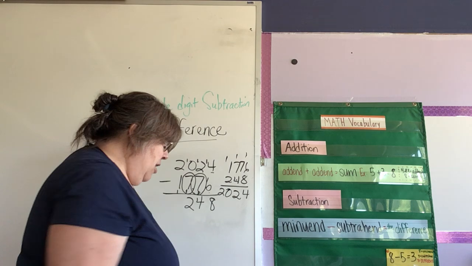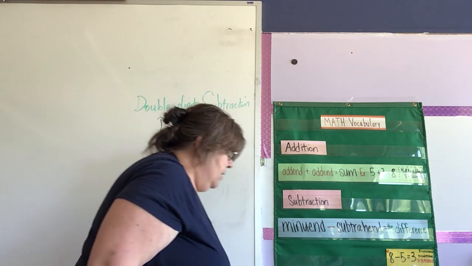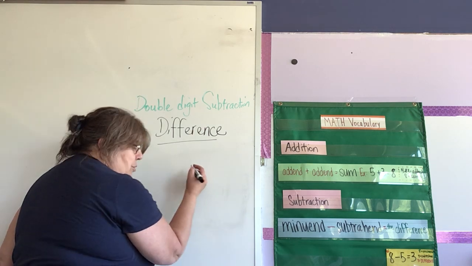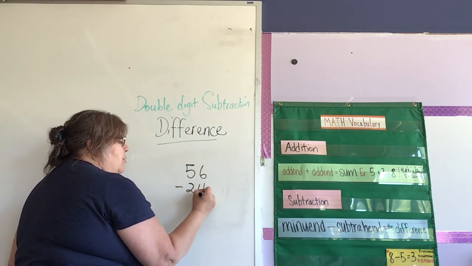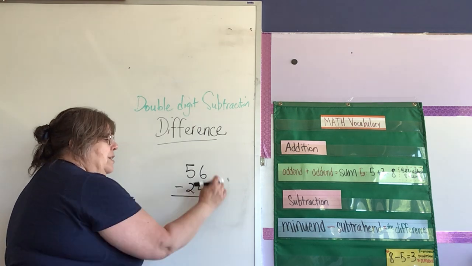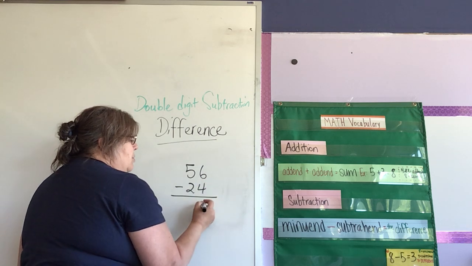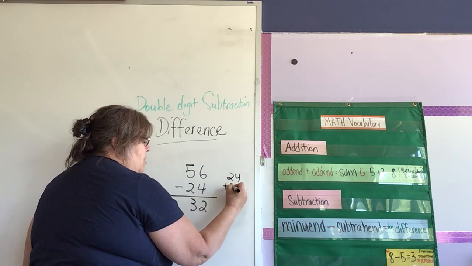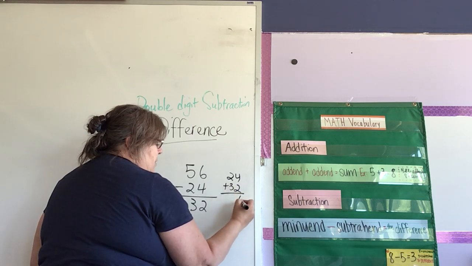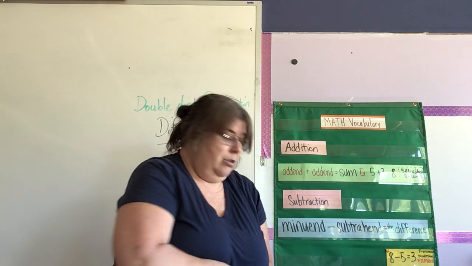Oh, we didn't do a non-example. Let's do a non-example. Let's do 56 minus 24. If I have 6 apples, can I give you 4? So do that one on your own. 24 plus 32. And then I'm going to give you a sheet of papers to assess your learning.